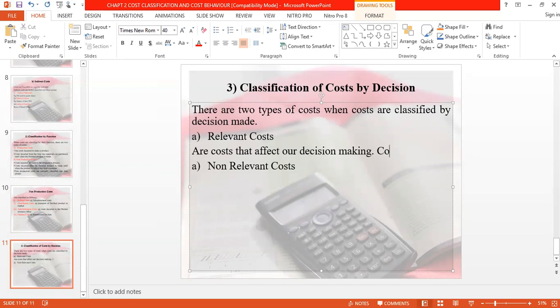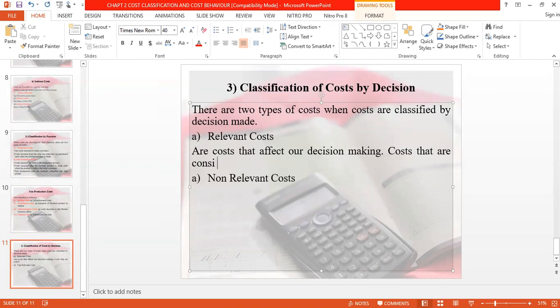Relevant costs. In other words, costs that are considered before a decision is made. You know, when you are making a decision, maybe an investment decision, you will look at how much you will spend in order to invest. So costs that you consider when making a decision are called relevant costs. We will come back to it later on, not now.